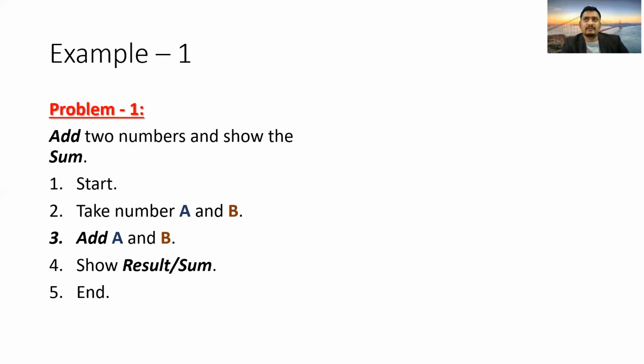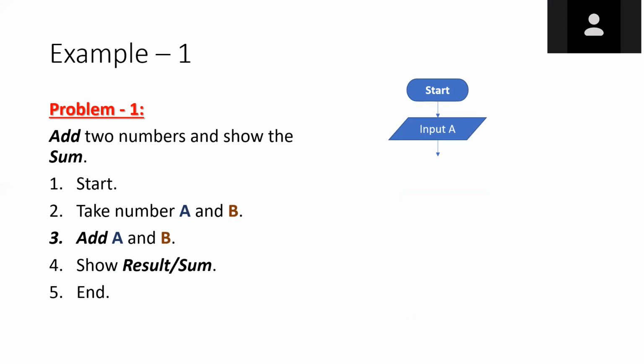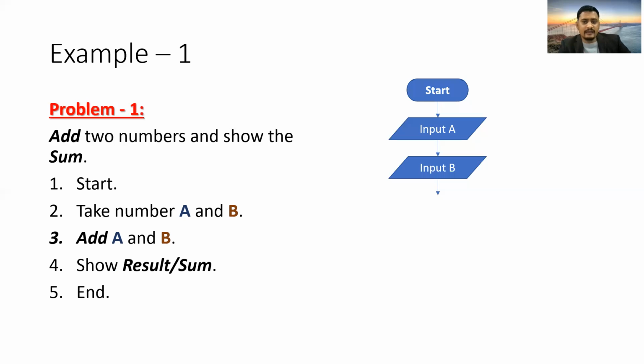And we are showing here the algorithm. And if we want to design a flowchart for this algorithm, or for this solution, then we have to do it this way. We are starting step one, and after that we are taking input A. I have already discussed the input symbol, that the input symbol is the parallelogram symbol. And after that, we are taking input of another number, say B.